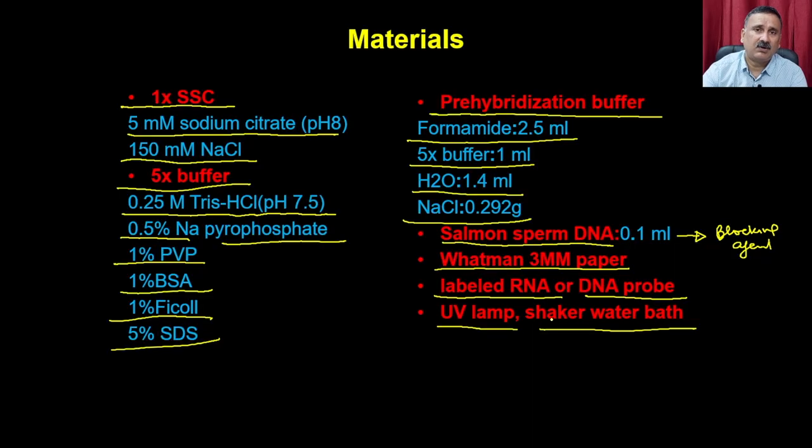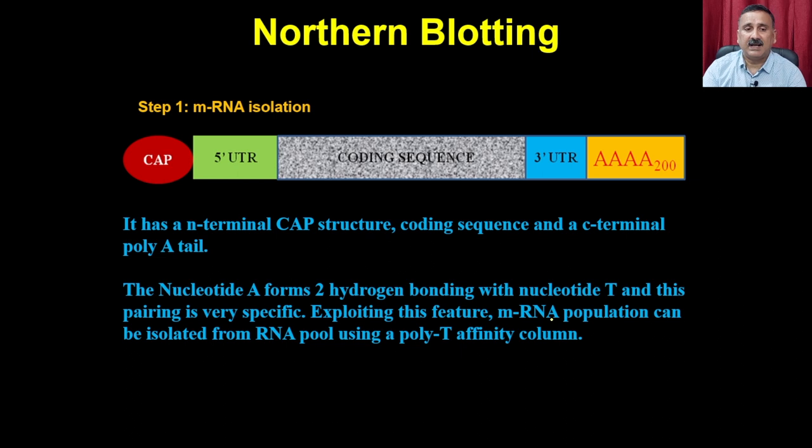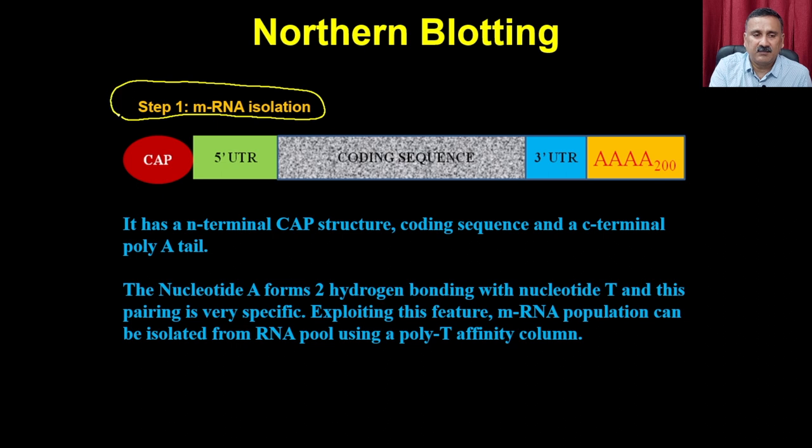Now, before we discuss the northern blotting, it is important to recapitulate and re-review the RNA structures. I think we have already discussed that, because this is very important to understand, then only you will be able to understand the messenger RNA isolation. What you see here is that it has three important parts. One is the 5 prime cap, the second is the 3 prime UTR, and the third is the coding sequence. So, this is the messenger RNA that you are going to get, and that is also responsible for the synthesis of the protein.